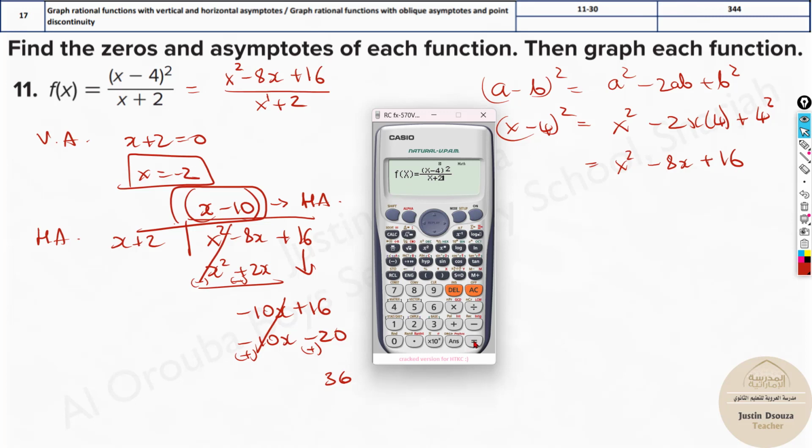Now press next. If you have the latest model of the calculator, you get this extra option. Ignore that option, just press equal to. Now where do you want to start? We know the asymptote is at minus 2, right? So generally we would start a few values below the asymptote and go a few above it. I will start at, say, minus 5. I can end it anywhere. I will just take it as 3.